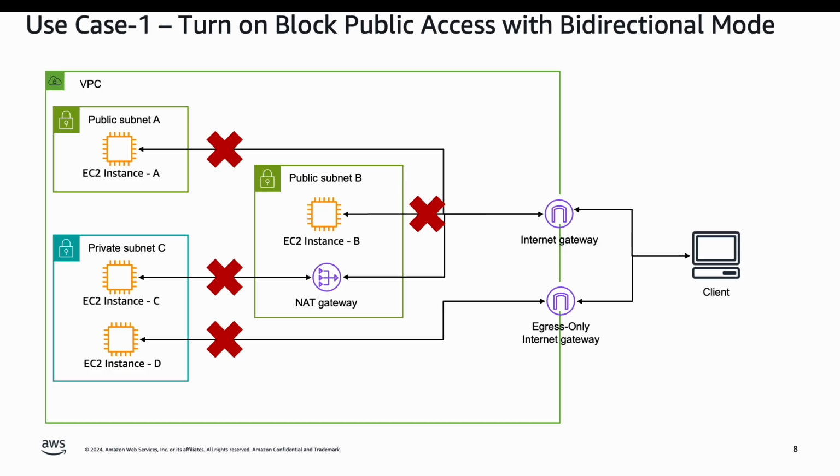Now we have a requirement where we want to block all the traffic, all the public access from these instances. That means these instances should not be able to reach the internet, and no client from the internet should be able to reach these instances. Let's see how we can use block public access to block all the traffic for these subnets.